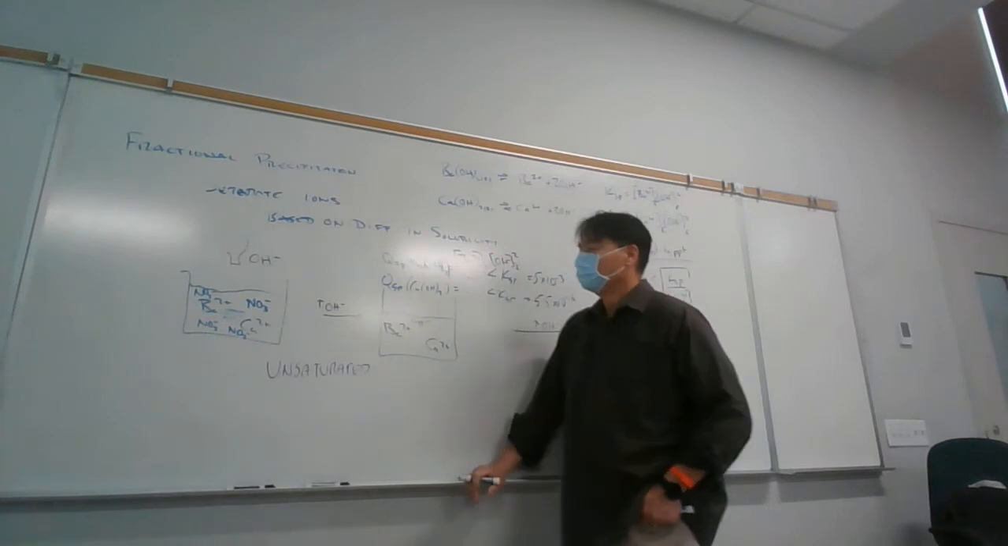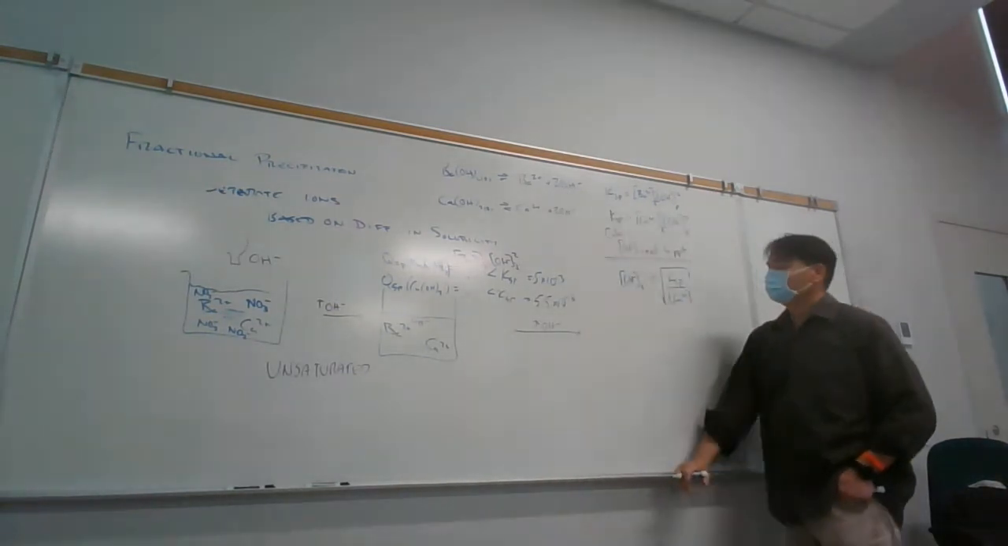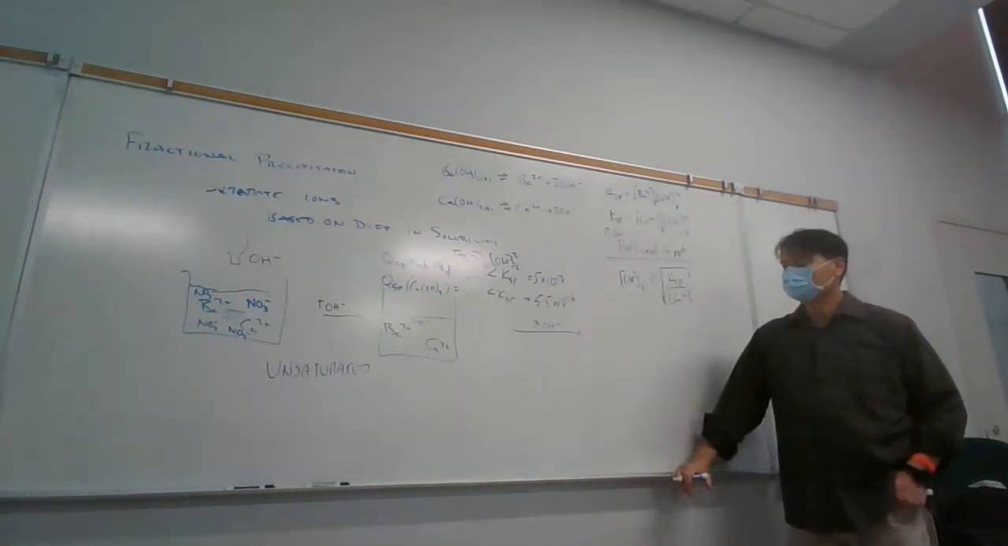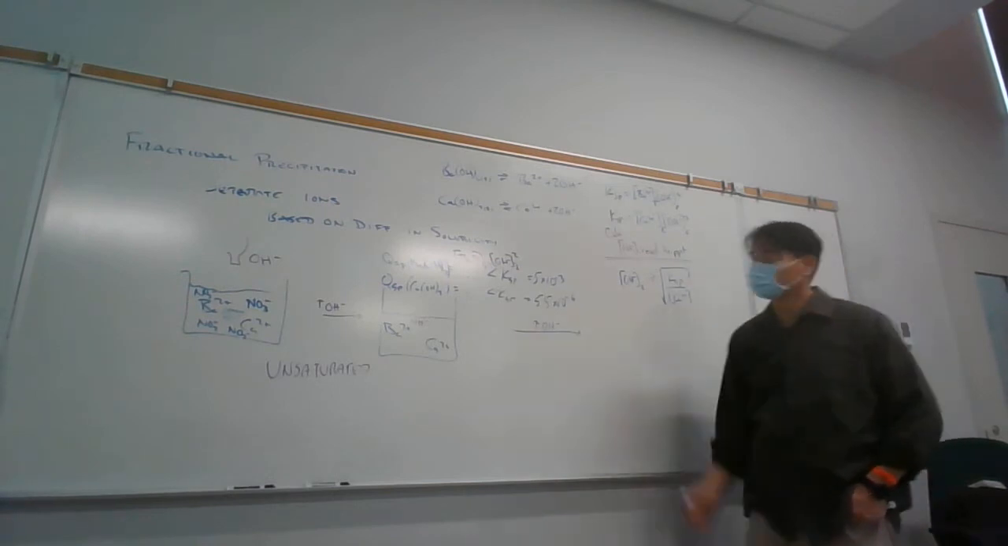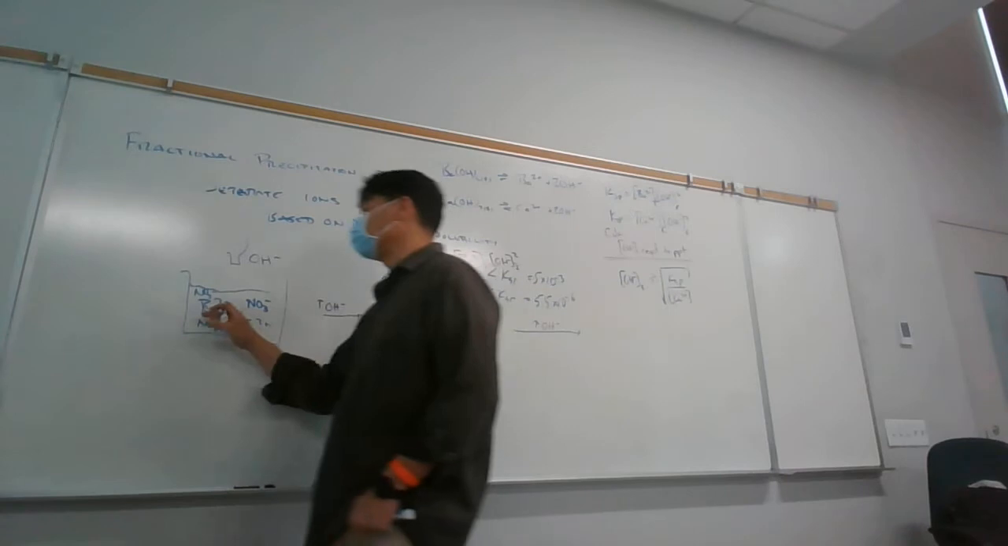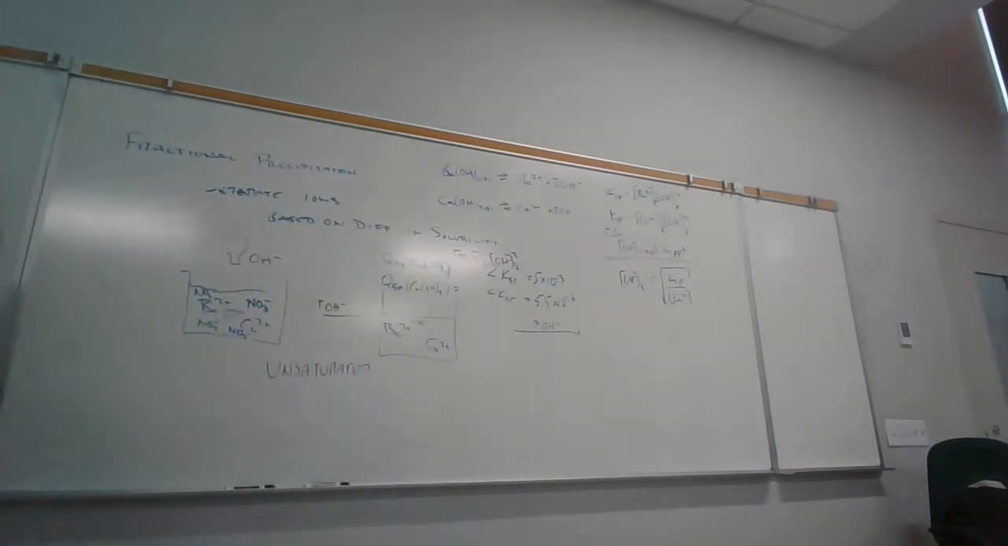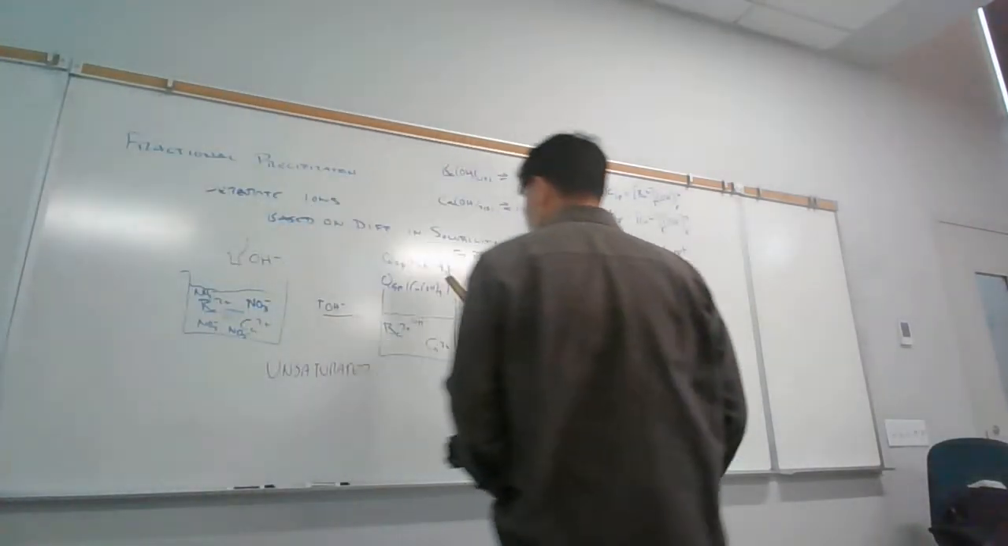Here. Now, in order to do this, I need to know what the concentration of barium and calcium is. And so that has to be given at the beginning of the problem. What is the concentration of these? Because I assume that, which one precipitates first? I assume that calcium precipitates first, but it depends on the concentration.